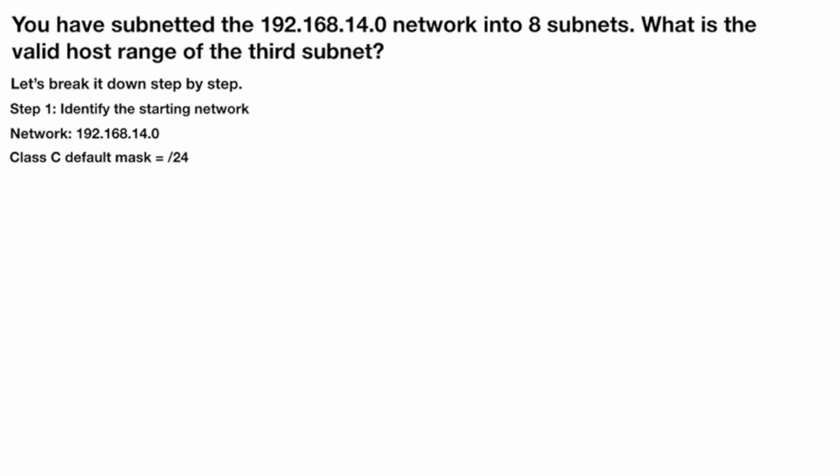And we know that 192.168.14 is a class C IPv4 address, and the default mask is /24. When we convert /24 to binary, we have the first 24 bits for the network portion, and then 8 bits for the host portion. I put the network portion in blue and the host portion in red. Now we need to determine the new subnet.